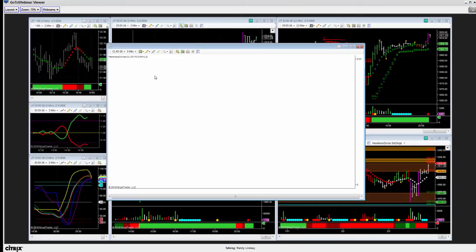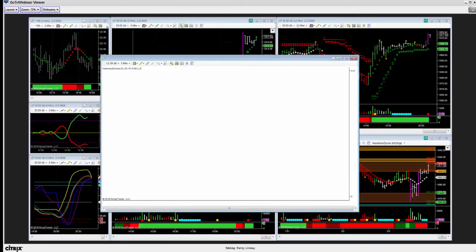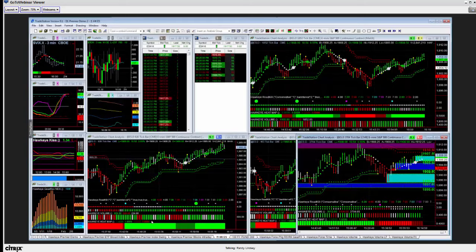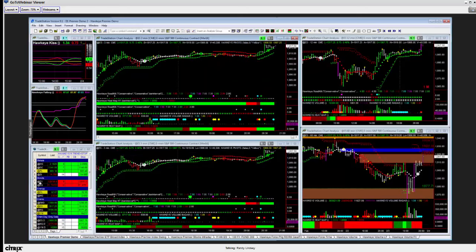I wonder why crude oil is not pulling up for some reason. Let me show it over on TradeStation, see if it pulls up there. I want to see a 3-minute.